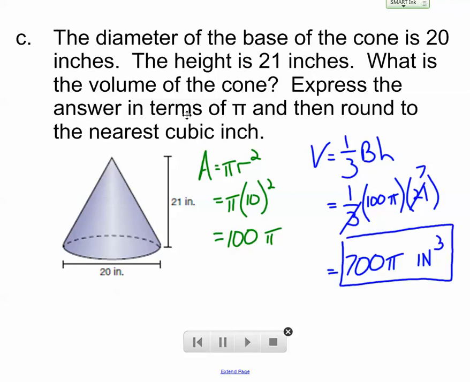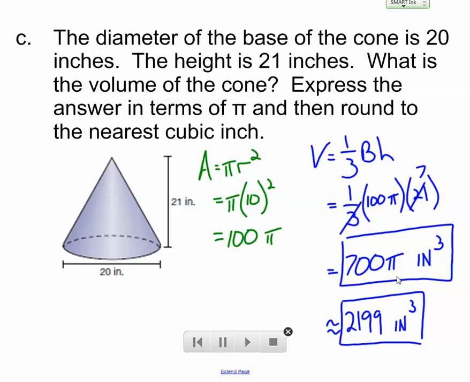They also asked that to be rounded to the nearest cubic inch. 700 times pi is about, I'm using the pi button on the calculator, 2,199 cubic inches. Should be noted, this is an approximation, hence I use the squiggly equal sign right here. 700 times pi is the exact answer. If I do 700 times pi on a calculator and round it to the nearest cubic inch, I get 2,199.